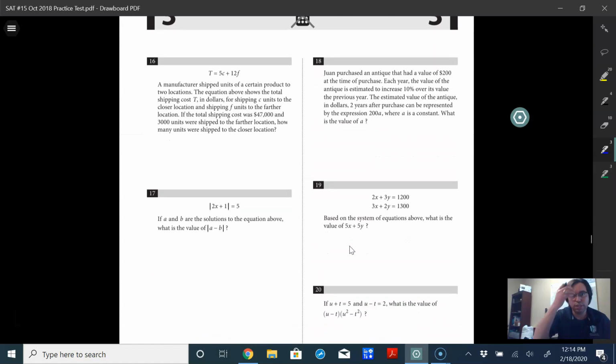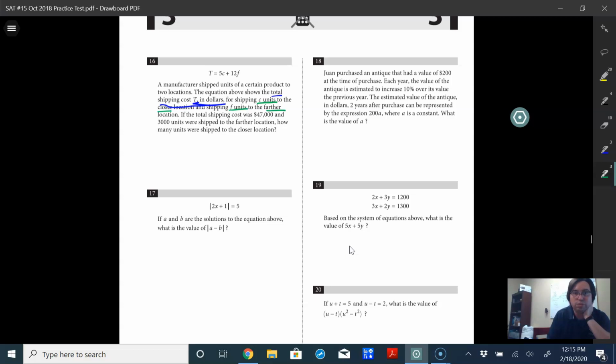Okay, number 16. What we're looking at here on this one is we see a linear equation has been given to us, and we remember on these we want to match up the units to the equation. So here it says a manufacturer shipped units of a certain product to 2 locations. The equation above shows the total shipping cost, which is T, in dollars, for shipping C units to the closer location and shipping F units to the further location. So we see C is for closer, F is for far.